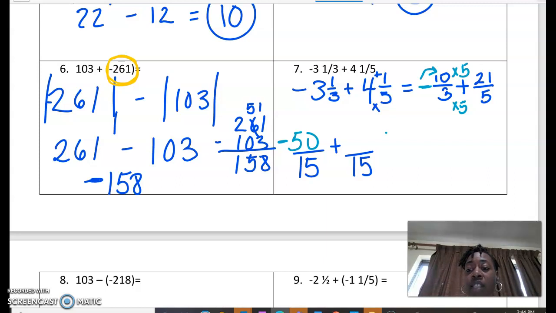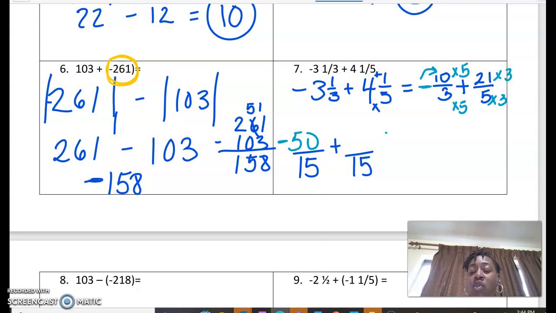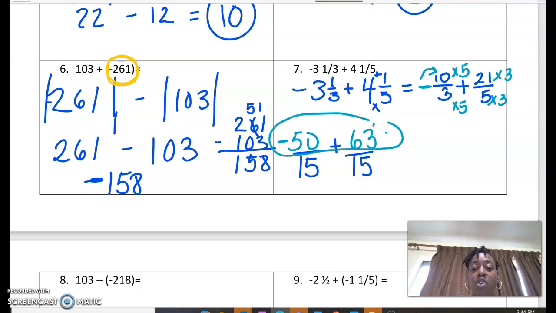Same deal here. I say how many 5s go into this 15. So this is 3, and whatever I do to the bottom to keep it equivalent, I do to the top. So 21 times 3 is going to give me 63. So now I got common denominators, check. I got regular improper fractions, check. No more mixed numbers. Now I am going to treat the top just like integers, because I know my denominator is 15. So I'm going to look at 63 and negative 50 and add them.